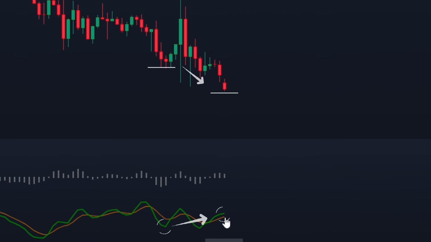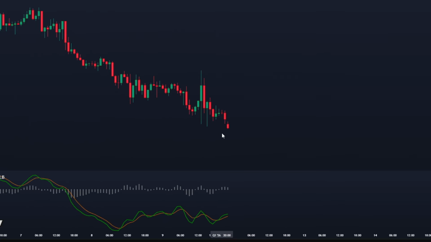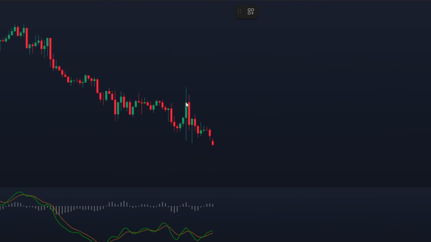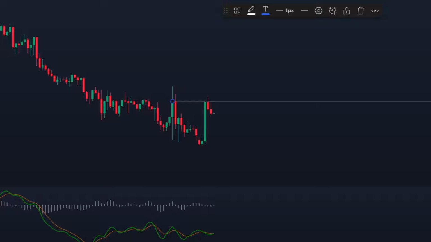This time the divergence is even clearer. Price made a strong lower low, but VFI prints a significantly higher low compared to the previous one. This tells me selling pressure is clearly weakening, and buyers are stepping in aggressively behind the scenes. Once again, we don't rush into a trade. We mark the most recent lower high and let the price move.